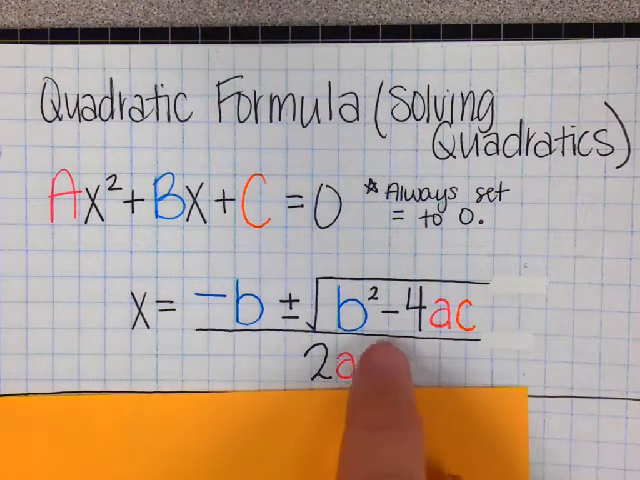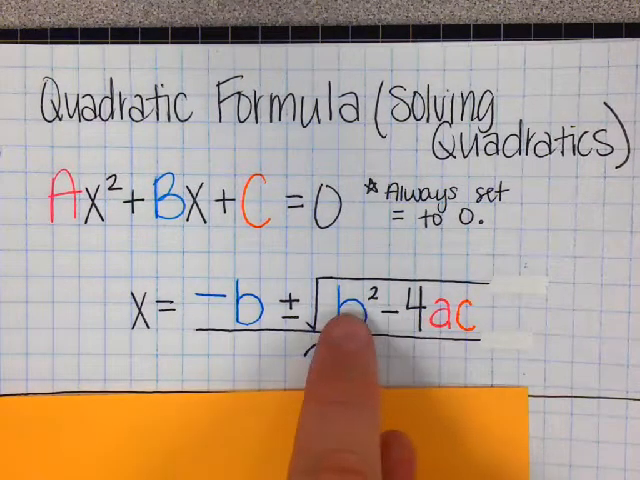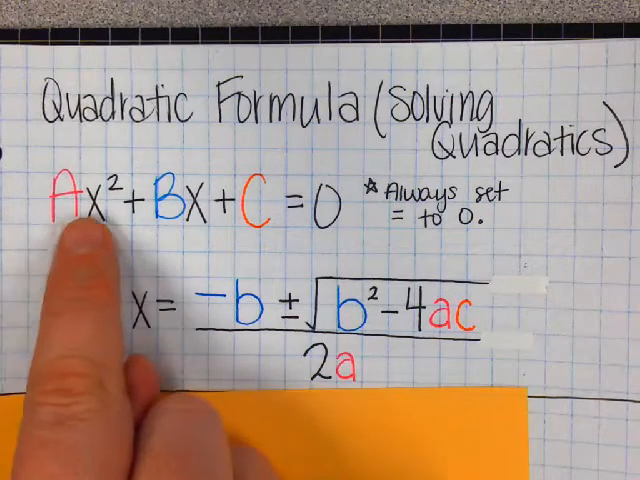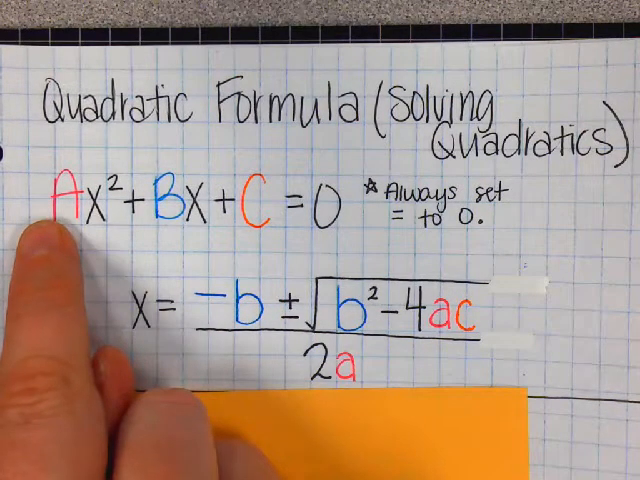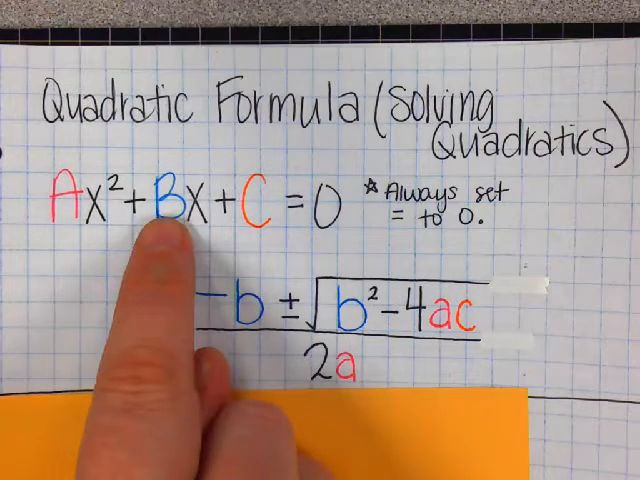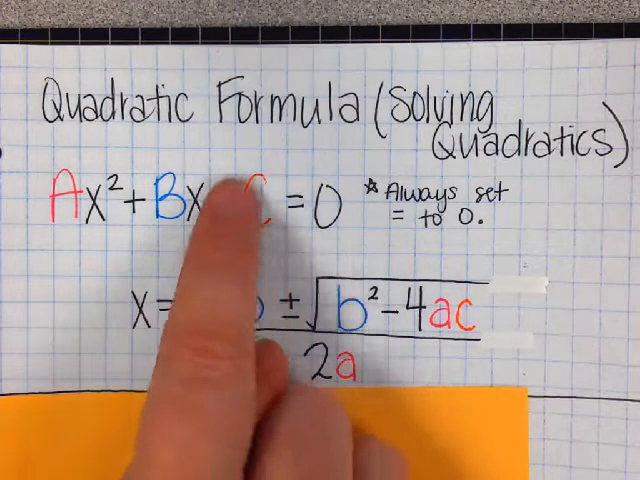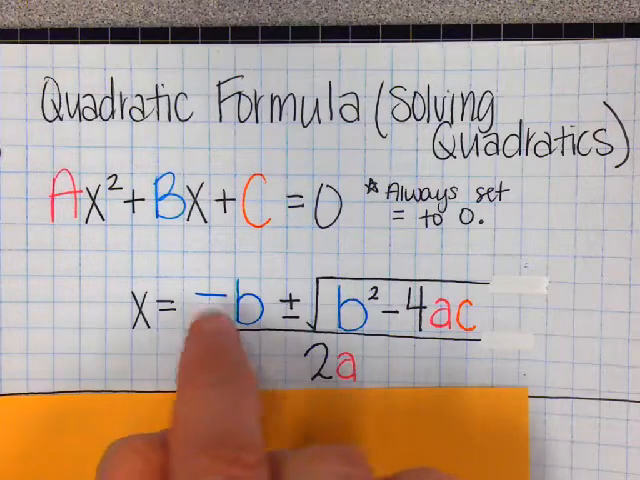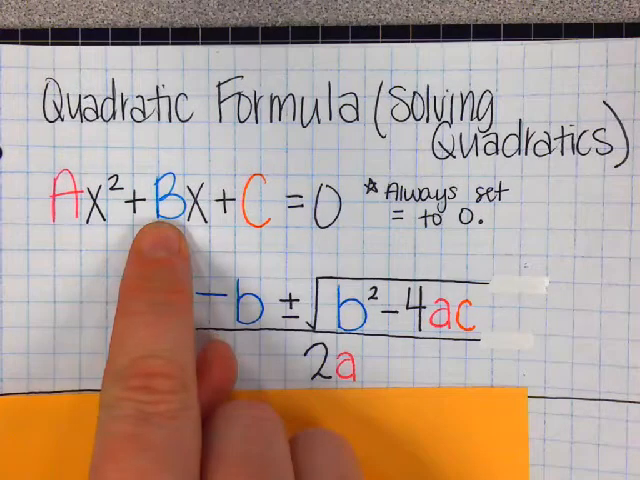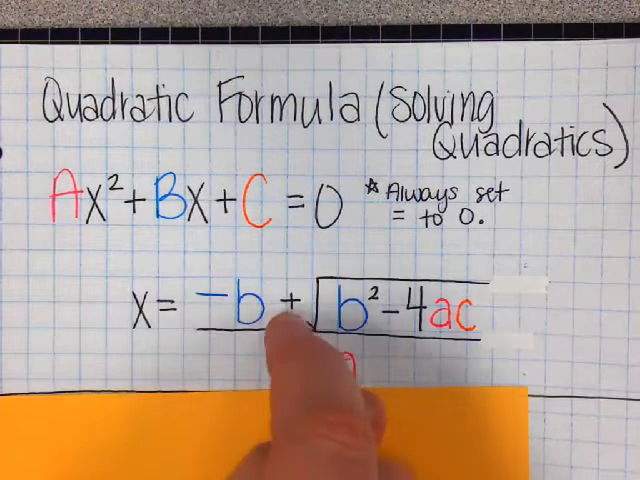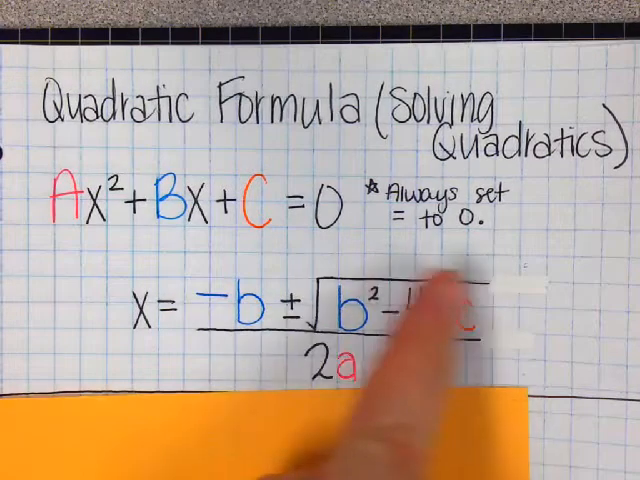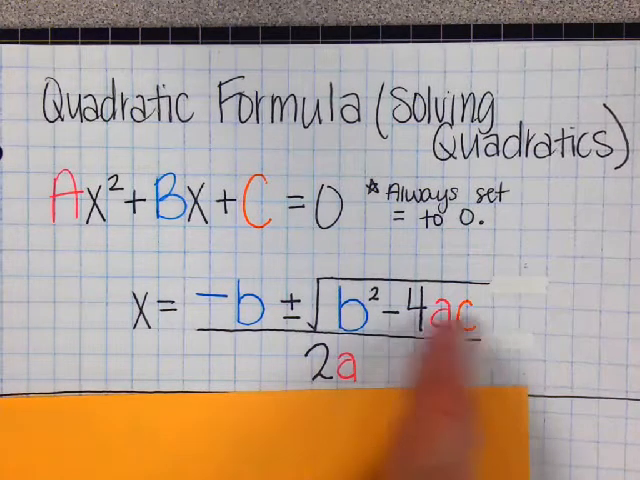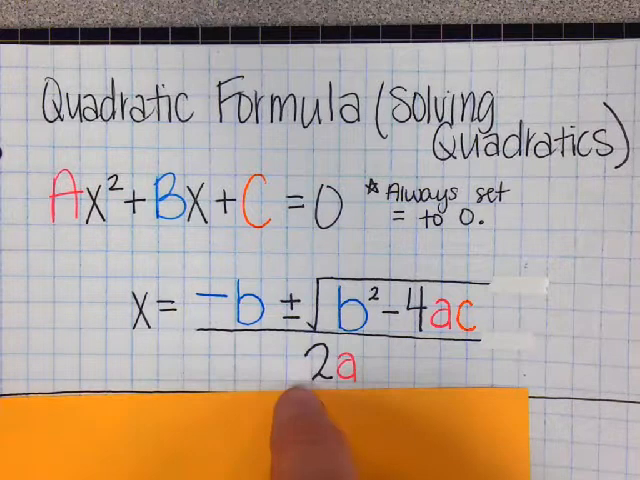Where these a, b, and c come from is this equation right here. Whatever number is in front of x squared is always your a value. The number in front of x is always your b, and the constant, the number added at the end, is always c. So it's the opposite of whatever the sign of b is, plus and minus the square root of b squared minus 4 times a times c, all divided by 2a.